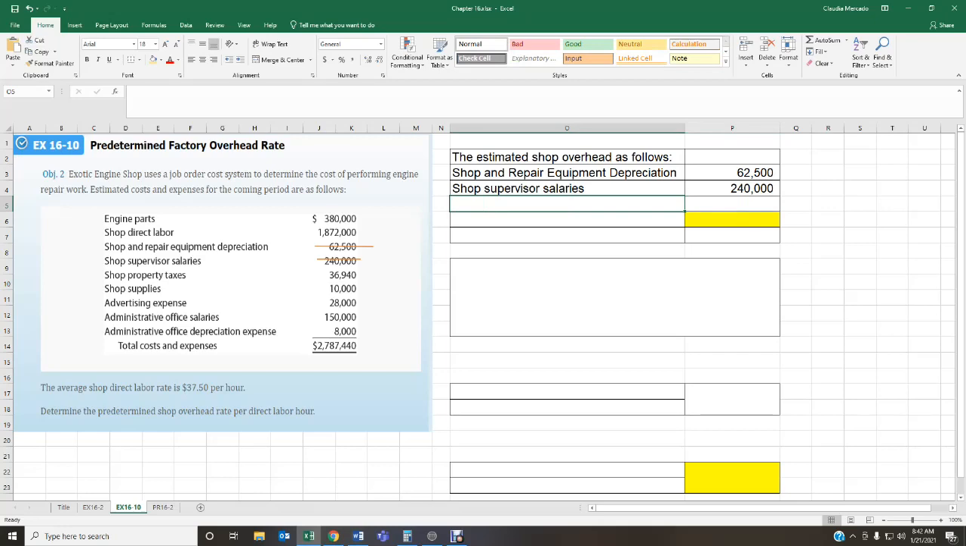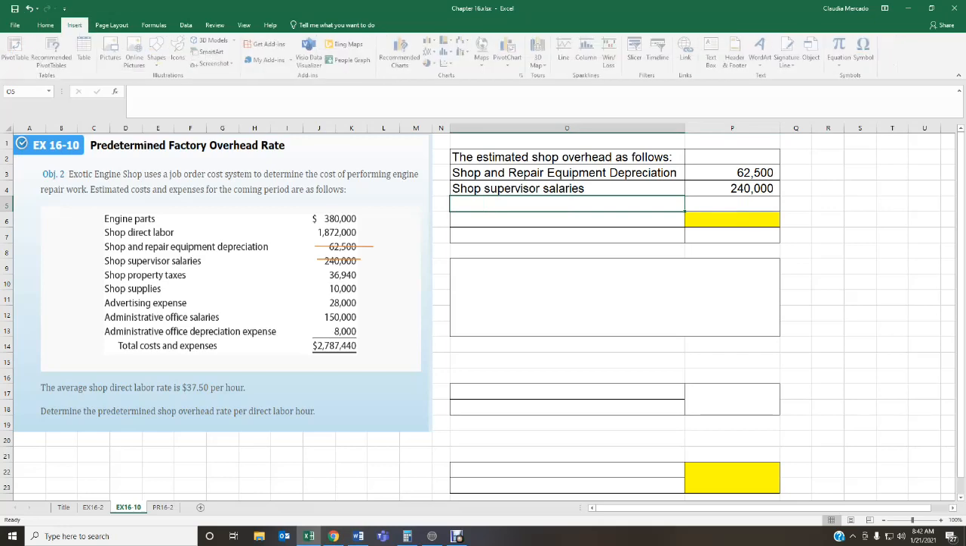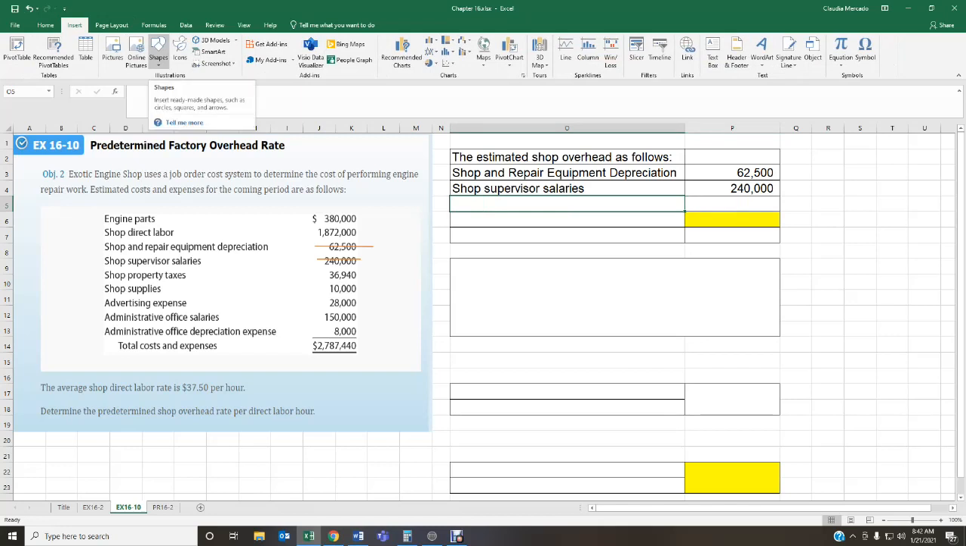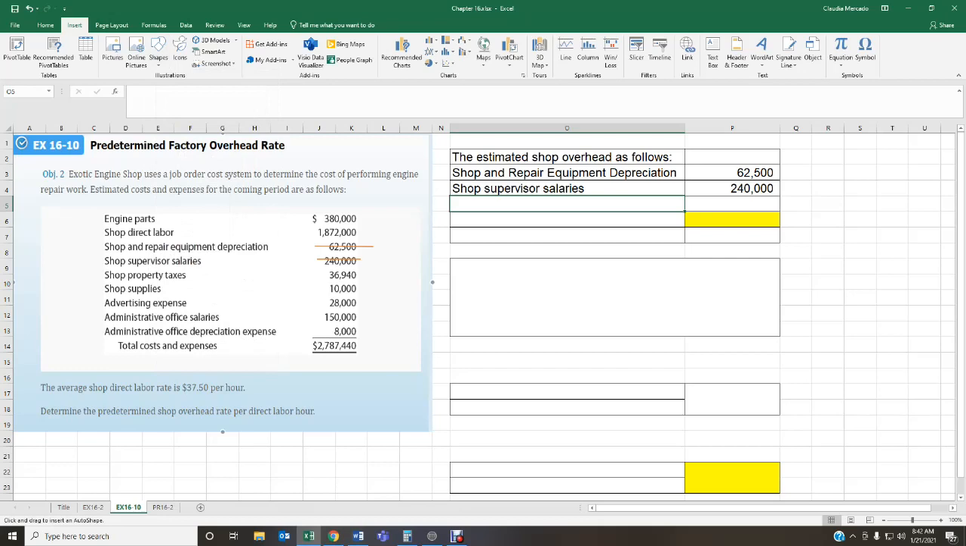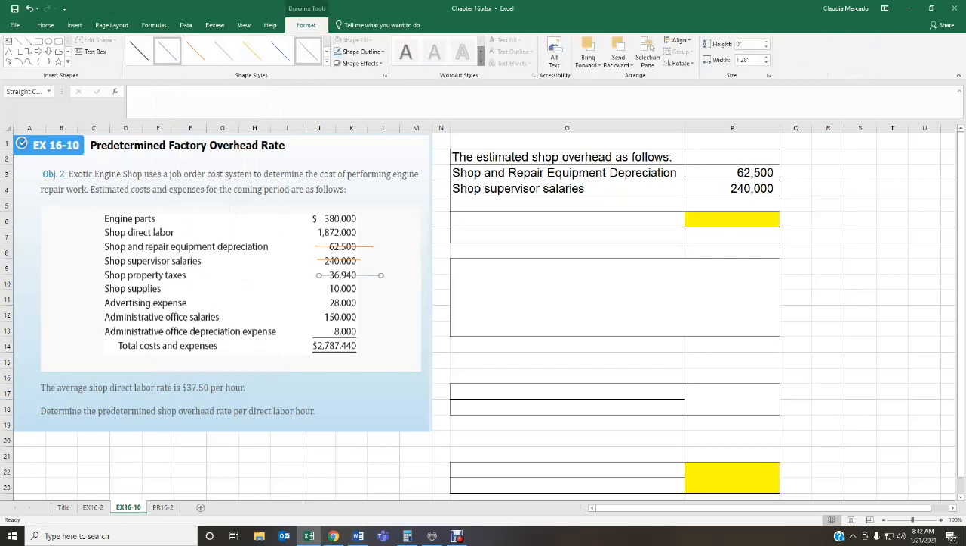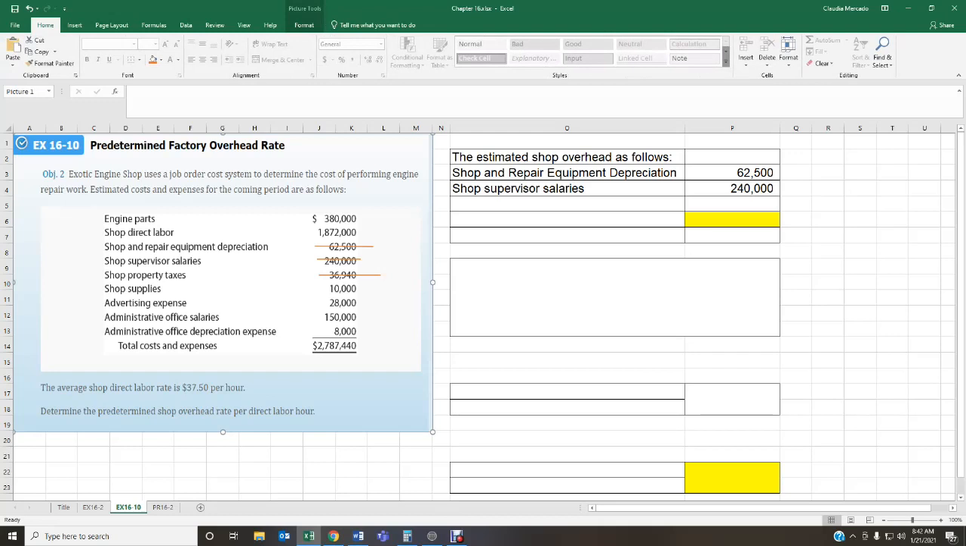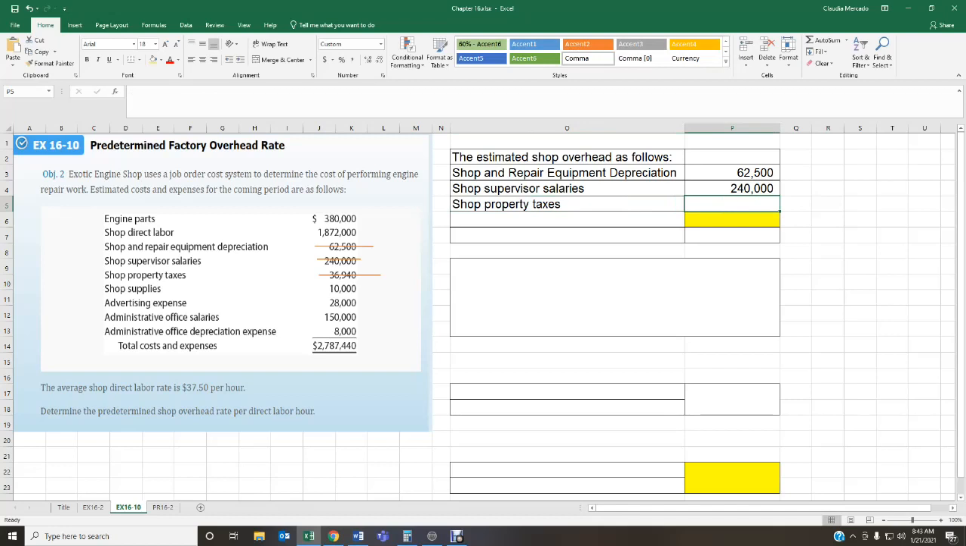We also have the shop property taxes. We need the shop to be able to manufacture our goods, but it's not directly associated with manufacturing anything per se. It's just an expense. It's kind of like a utility expense. We have to pay the taxes every year for the shop, so that's an overhead cost. So we have the shop property taxes of 36,940.